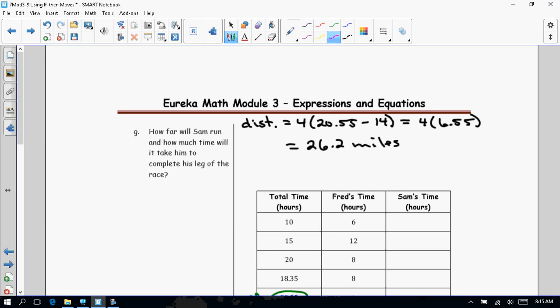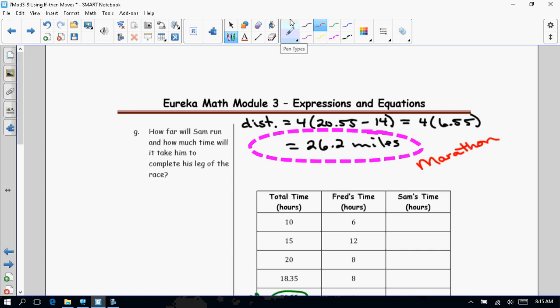Does that sound familiar to anybody? Anyone know what a 26.2 mile race is called? This is called a marathon. Because in ancient Greece, the two cities were 26.2 miles apart, and the guy had to run and tell the people in Marathon to be aware that they were going to be attacked. So that is why we now have marathon races, and that's why it's that crazy length.